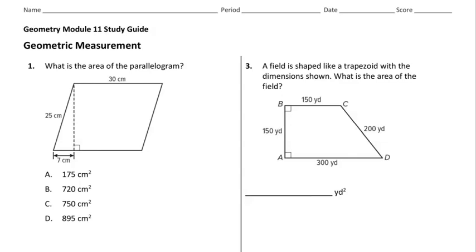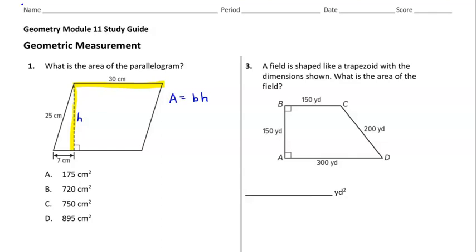All right, let's go ahead and get started with number one. For number one, it asks, what is the area of the parallelogram? Well, the area of a parallelogram is base times height, and we have a base, but we only have a slant height here. We don't have an actual height. The height is always going to be perpendicular to the base. So that's something that we need to find. We need to figure out what h is.